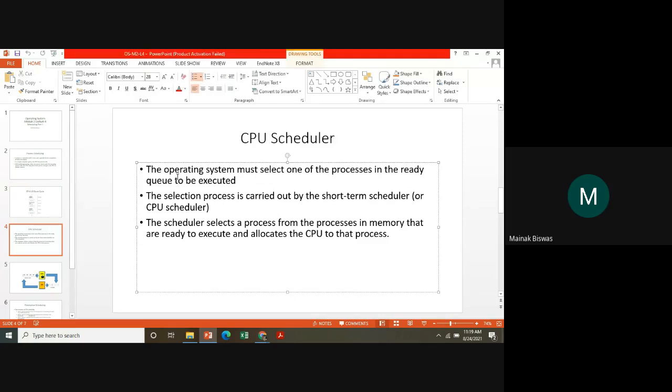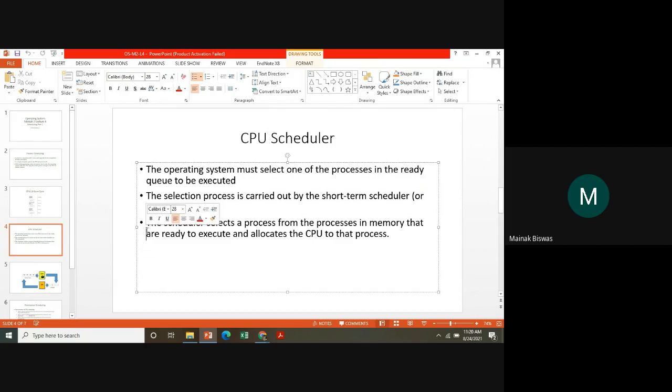Now, what is CPU scheduling? The operating system must select one of the processes in the ready queue to be executed, right? As I told you, it is not first in, first out, so any process can be selected. The selection is carried out by the short-term scheduler, as told in your previous class. What is a short-term scheduler? It selects a process from the ready queue to the CPU. That is the purpose of the short-term scheduler.